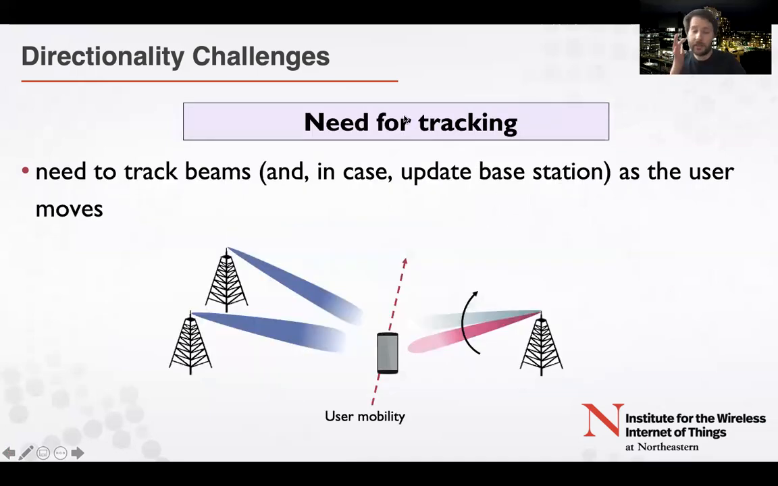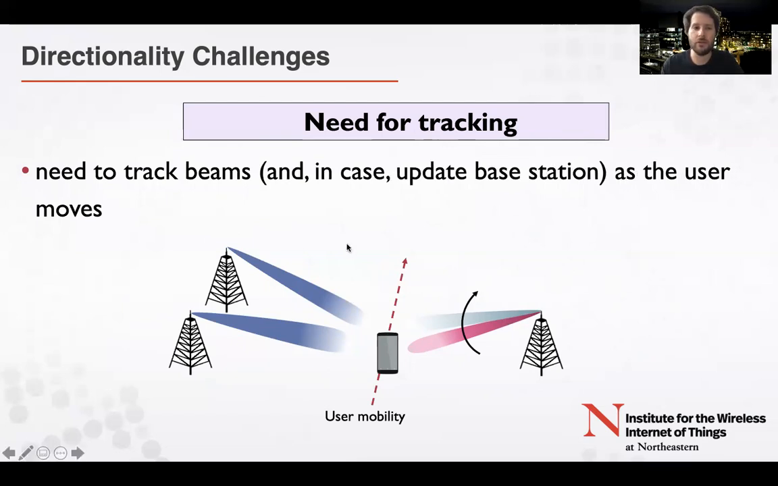Second is you need tracking. As the user moves in the scenario, the optimal direction, the optimal beam with which the base station is served may change. And this means that the base station and the user need to keep track of the optimal direction with which each other can be served.